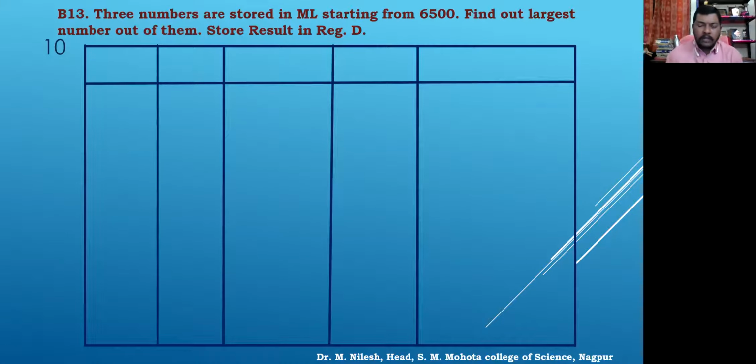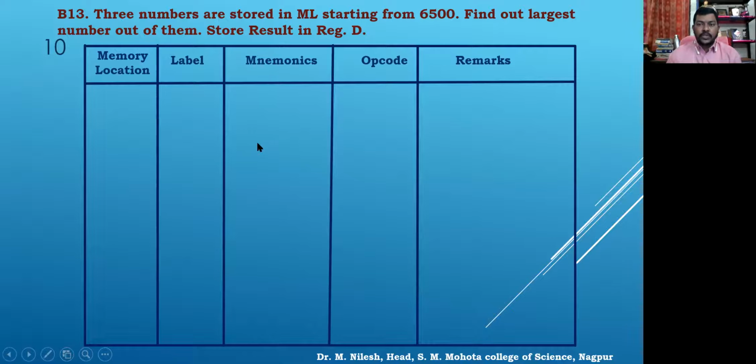So this is the program that we are supposed to write: three numbers are stored in memory locations starting from 6500. Find out the largest number out of them and store the result in register D. I hope you understand what it means, that the numbers are stored somewhere else and we have to write a program at some other memory location. So we are writing this from memory location 6200.